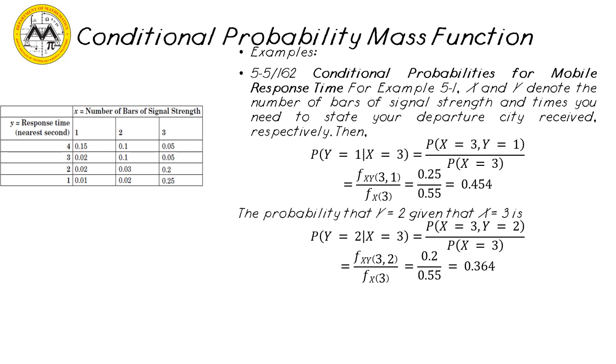if we are going to take the sums, so vertically the sums would be 0.15 plus 0.02 plus 0.02 plus 0.01, so it would be 0.2. Let us first evaluate the marginal distribution. And then we have 0.1 plus 0.1 plus 0.03 plus 0.02. It would be 0.25. And then we have 0.05 plus 0.05 plus 0.2 plus 0.25. So that is 0.55. So these are the f sub x's.